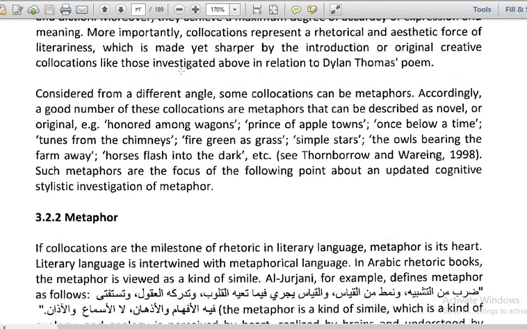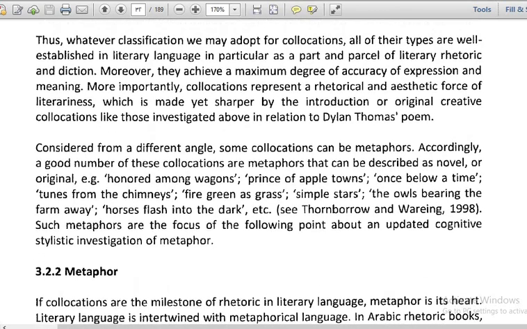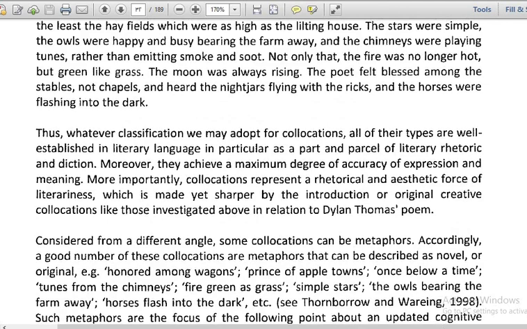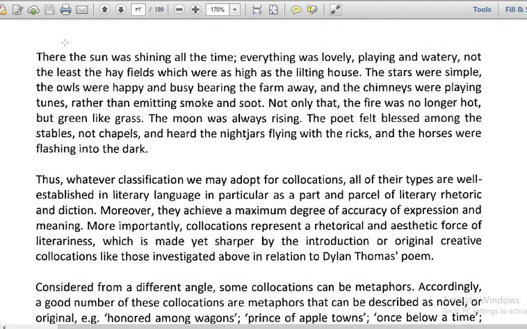Okay? So, in page 32, there the sun was shining all the time. Everything was lovely, playing and watery, not the least the hay field, which were as high as the Lilting house.